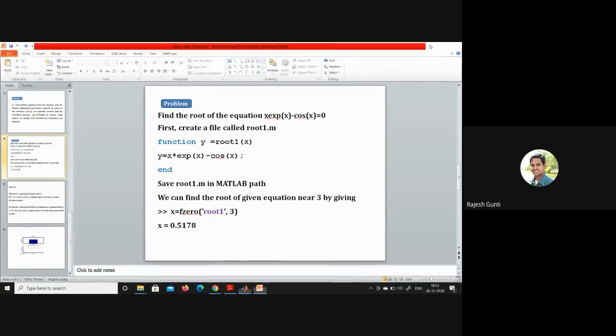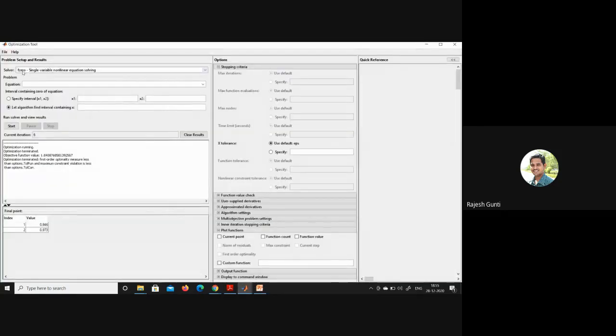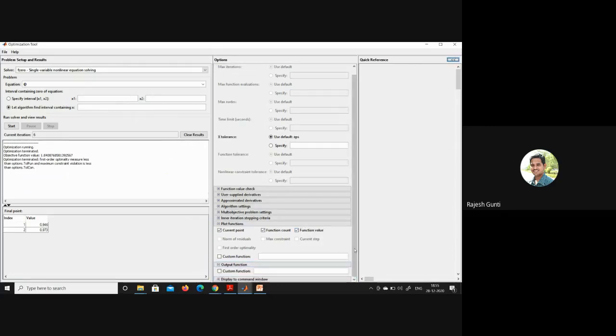So straight away we can open this fzero optimum toolbox, where we enter at the rate of the given function name, initial value, start. Here we can select the current point options: current point, function count, function value, all these things we can do. Did you understand my point?